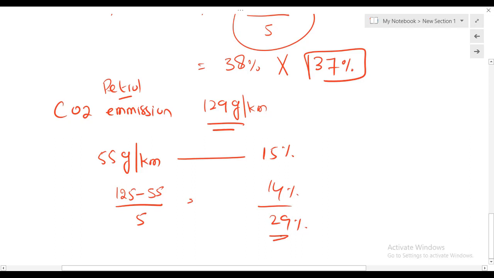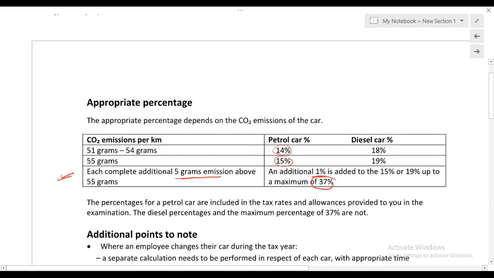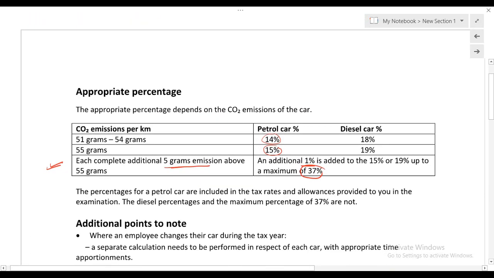So now I believe you have a good idea how we calculate the CO2 percentage. Very important point: if your answer comes to more than 37%, no matter whichever car it is, you have to restrict yourself to 37%. Okay. If the employee has been given a diesel car, which car? Diesel car.